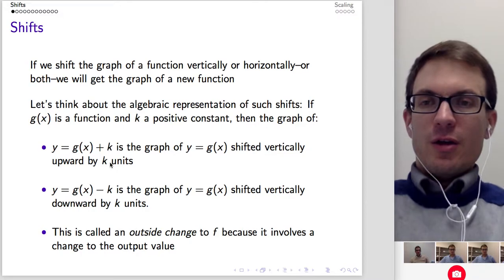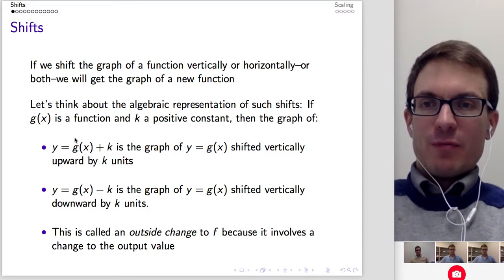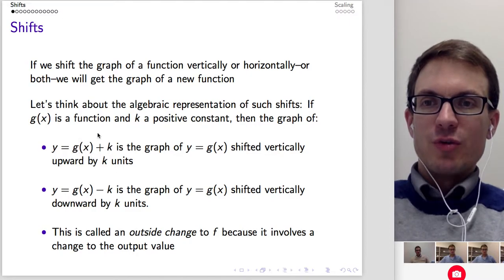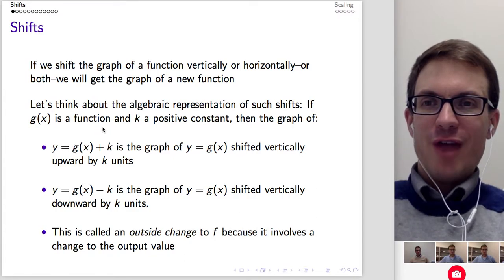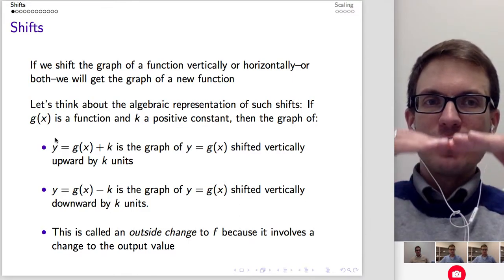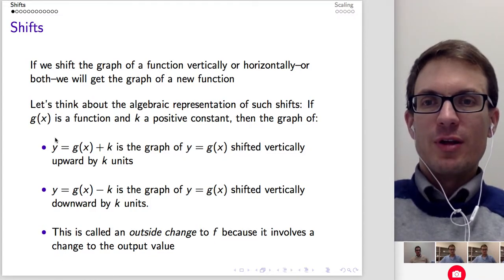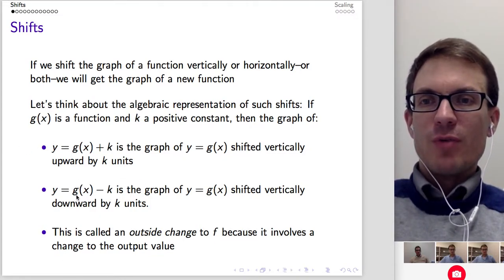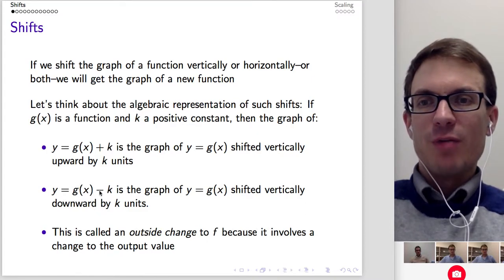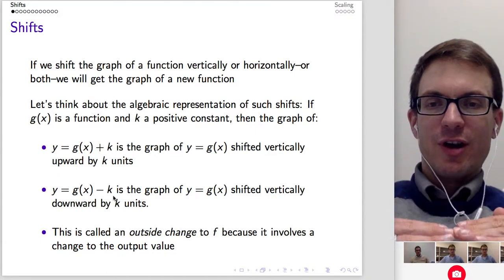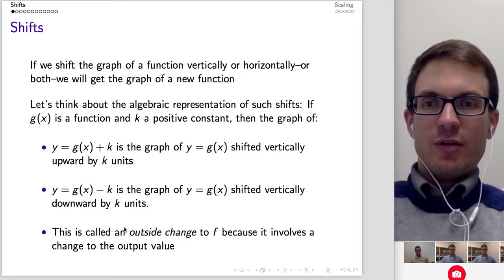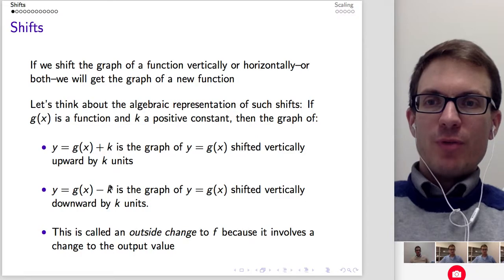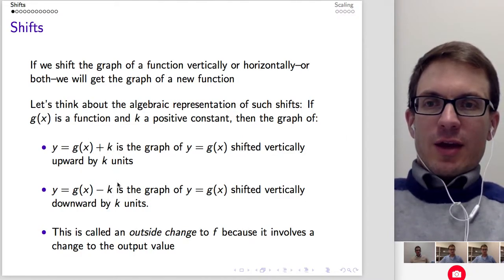Well, what's going on there? Remember, I'm taking some input x and running it through this function g. It's going to kick out some output to which I'm adding k. Every possible x is running through this function, kicking out some output, and for every output I'm going to add another k to give me my y. So clearly, if I'm adding k to every output, I'm going to shift the graph upward. What if I'm deducting k from every output? If I'm inputting an x, getting some output, and subtracting k, then I'm shifting the graph entirely downward. These are outside changes. Outside changes affect the output value. I'm getting some output, which I'm then affecting, and that's giving me my new graph.